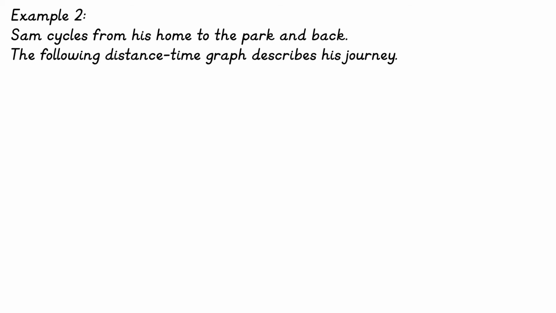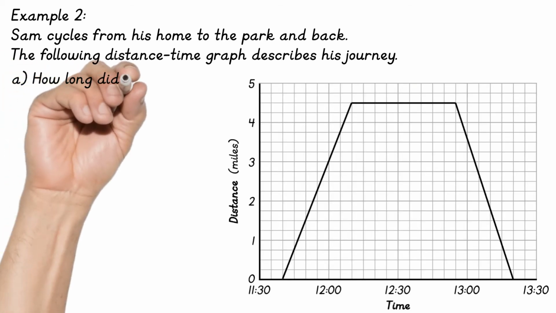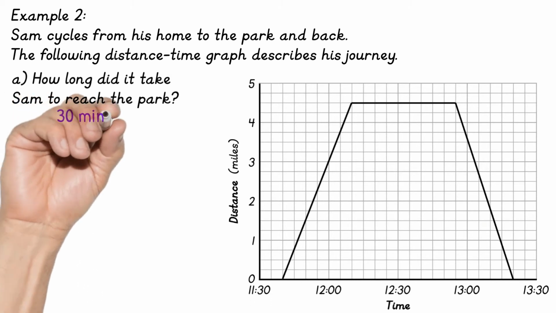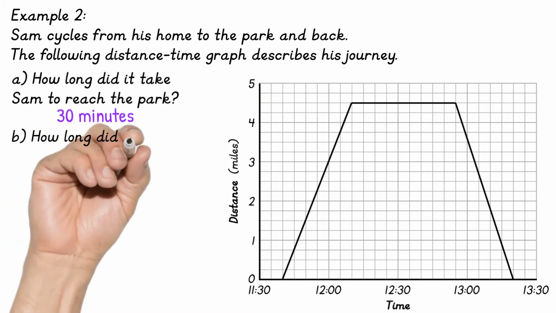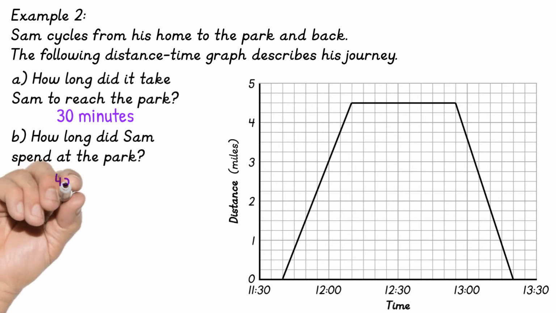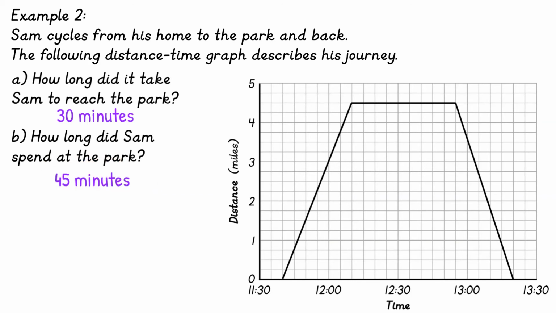Sam cycles from his home to the park and back. How long does it take Sam to reach the park? He reaches the park at that point before the stationary line. So he reaches the park in 30 minutes. Part B, how long did Sam spend at the park? That's the length of the stationary line. So measure that via the time axis, and that's going to be 45 minutes.